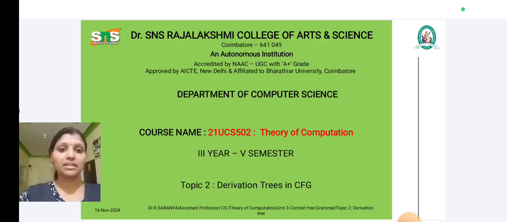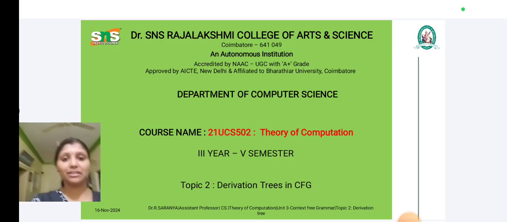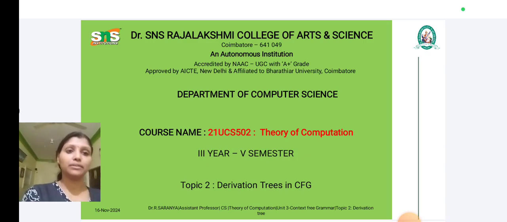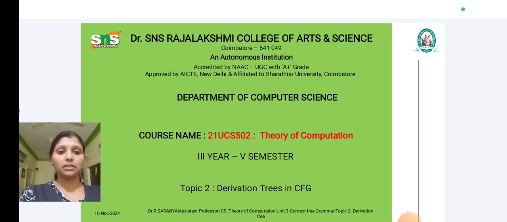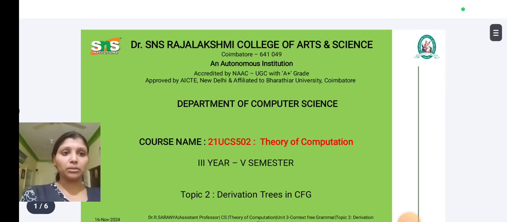Today, in this lecture series, we are going to see the topic derivation tree in CFG in the subject Theory of Computation. You all know very well the theory of computation is none other than a combination of science as well as mathematics. We are going to implement the computation techniques in order to solve some kind of technical issues. Here we will see how to derive with the help of the context-free grammar.